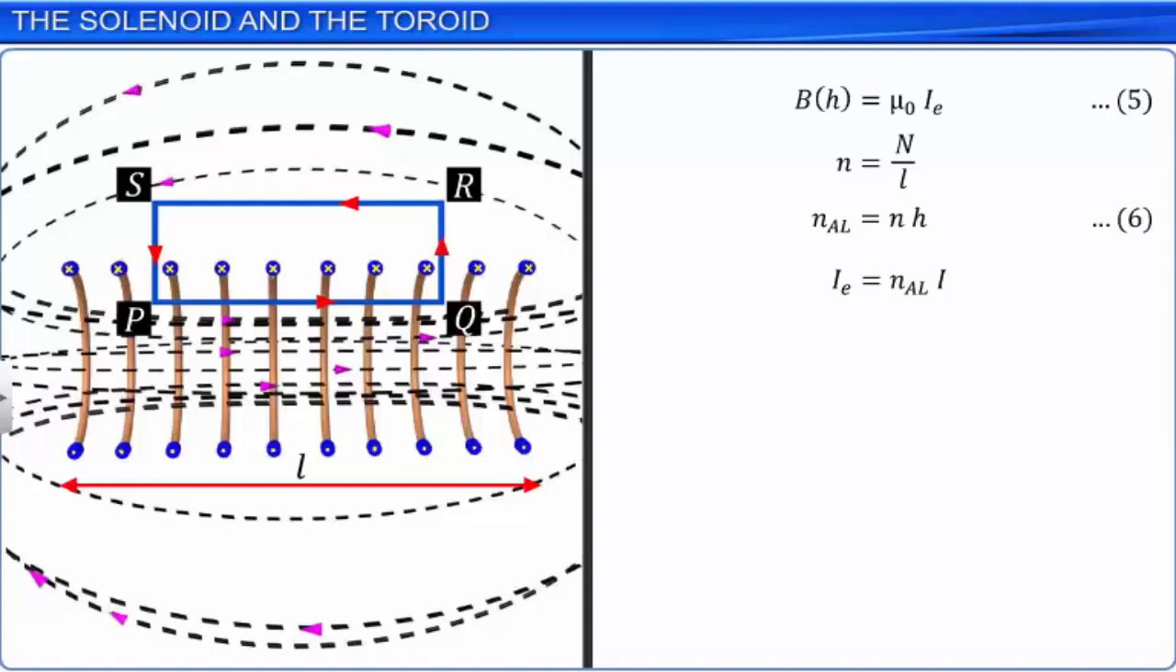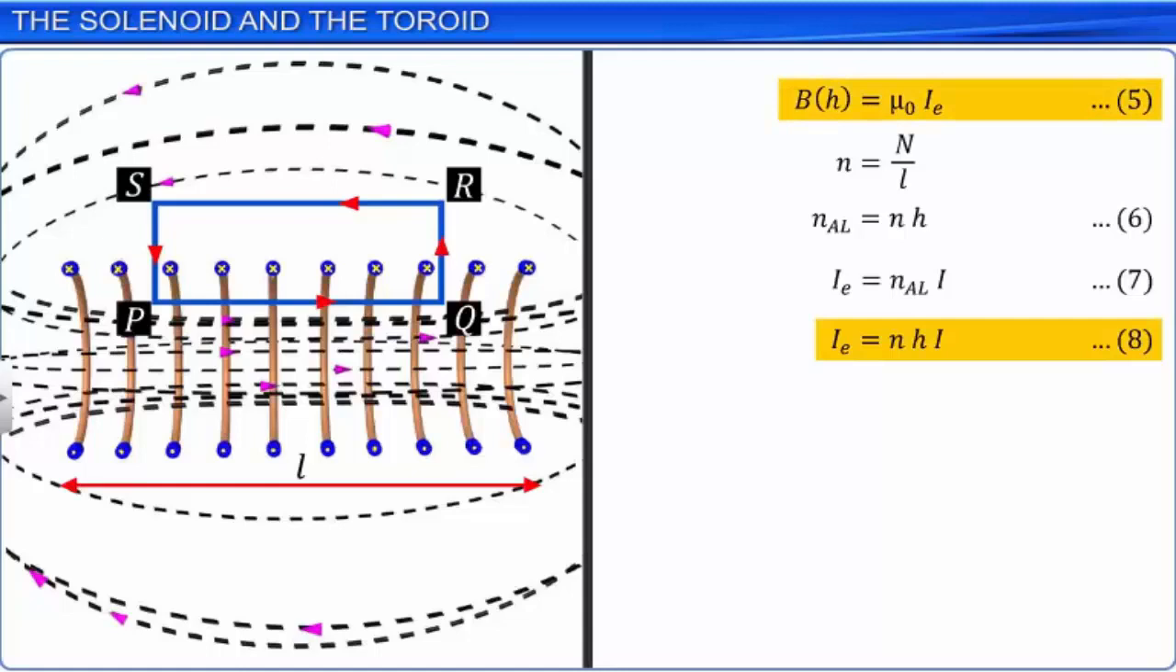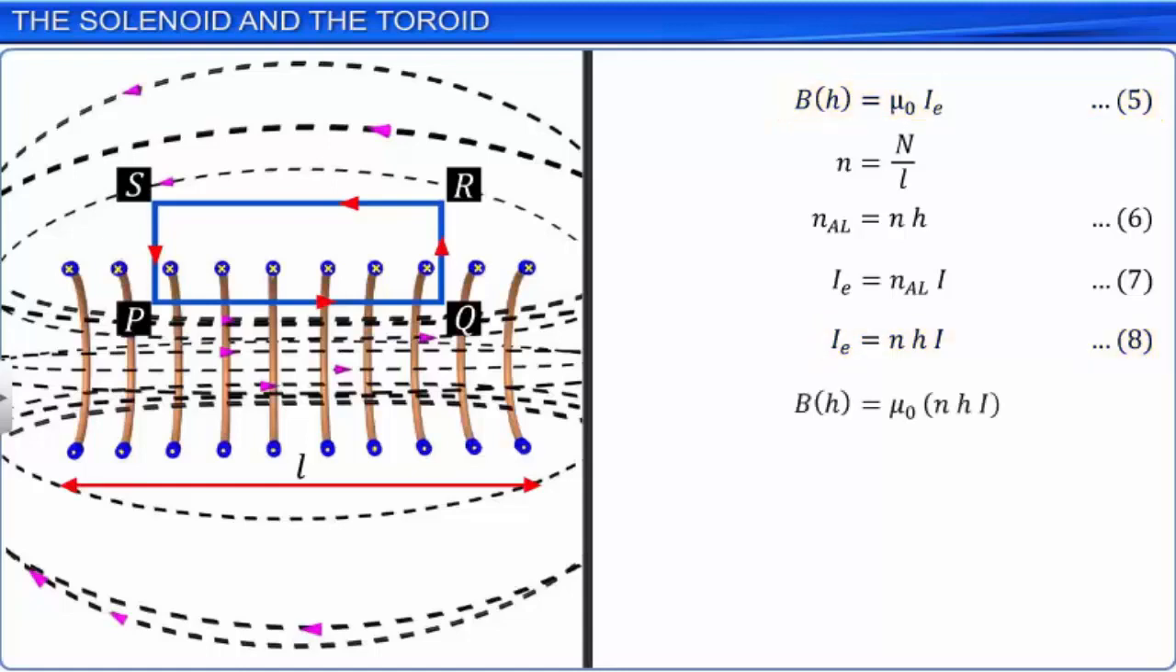On substituting equation 6 in equation 7, we get the total current enclosed by the Amperian loop, IE, is equal to nhI. Let this be equation 8. Substitute the value of IE from equation 8 in equation 5. We get B into h is equal to mu naught into nhI. This implies that the magnetic induction due to the solenoid B is equal to mu naught nI. Let this be equation 9.